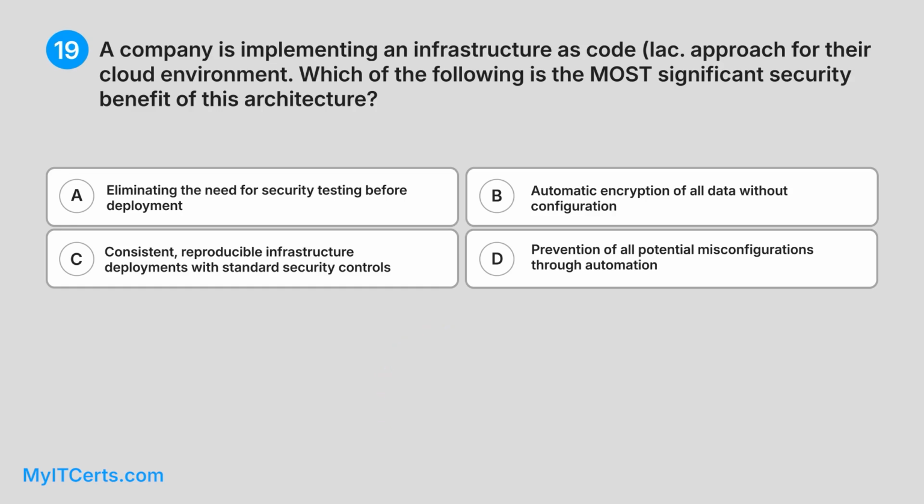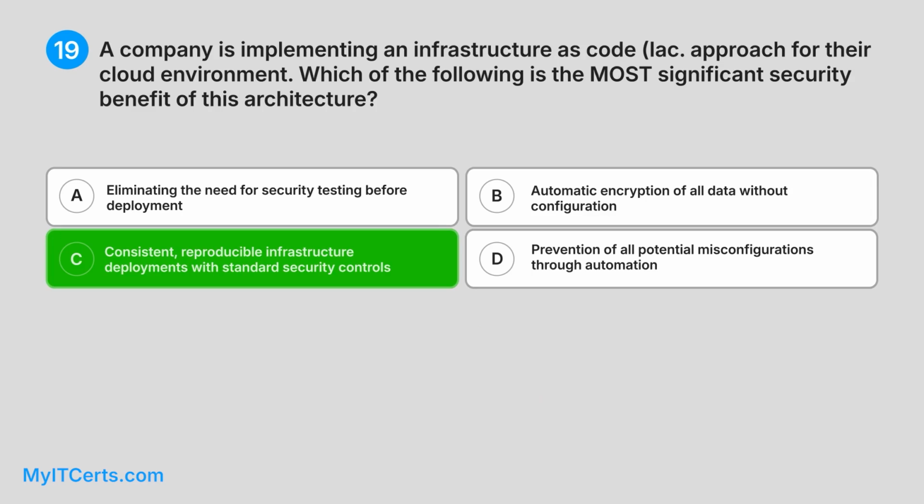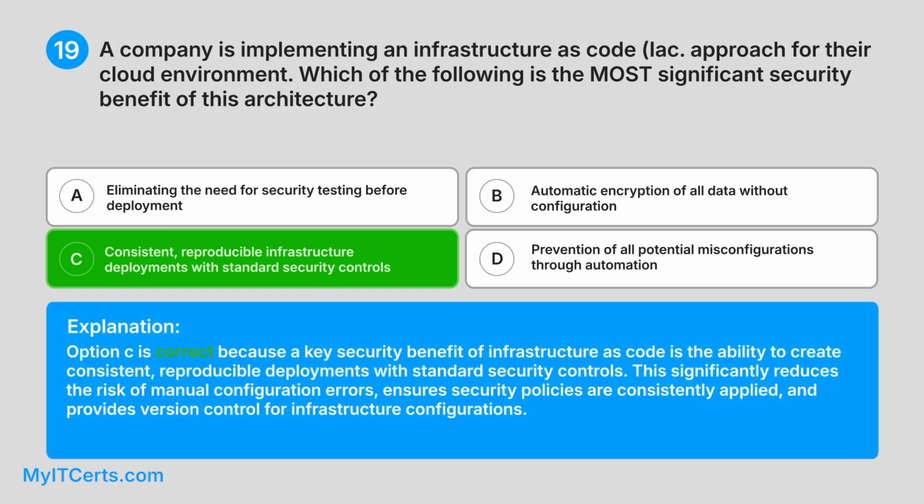Correct answer. C. Consistent, reproducible infrastructure deployments with standard security controls. Explanation. Option C is correct because a key security benefit of infrastructure as code is the ability to create consistent, reproducible deployments with standard security controls. This significantly reduces the risk of manual configuration errors, ensures security policies are consistently applied, and provides version control for infrastructure configurations.